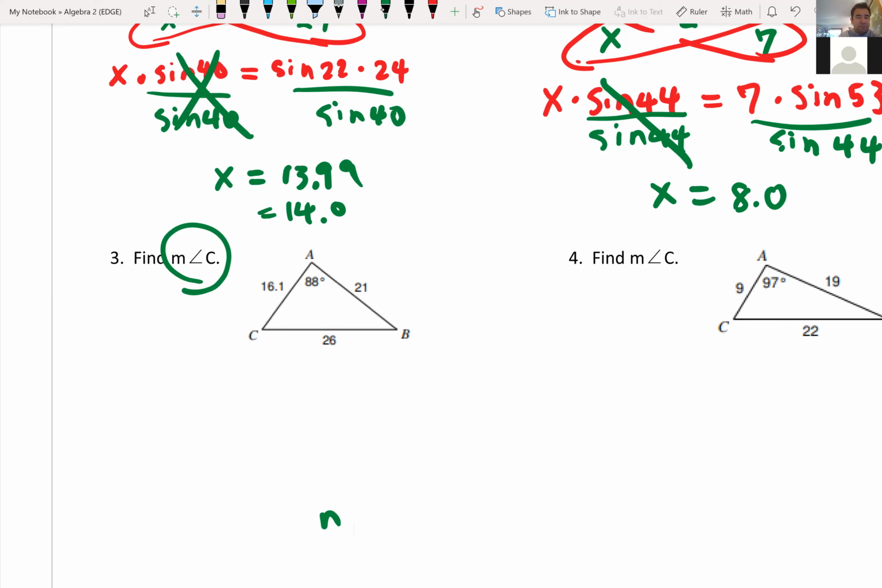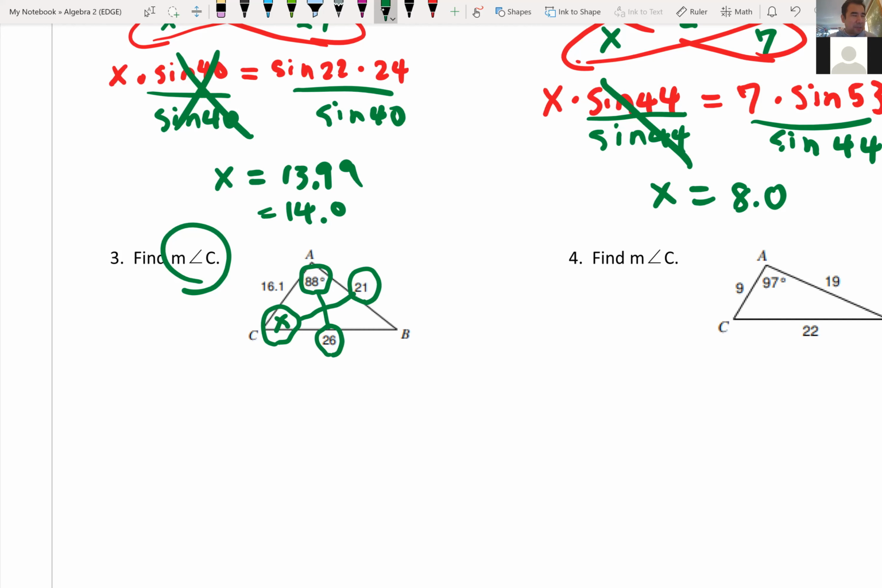So where do we put x? We are trying to figure out the angle measurement this time. Now, do we have two pairs? Yeah, I think we do. Angle, opposite side, that's one pair. And then we've got another angle and opposite side.